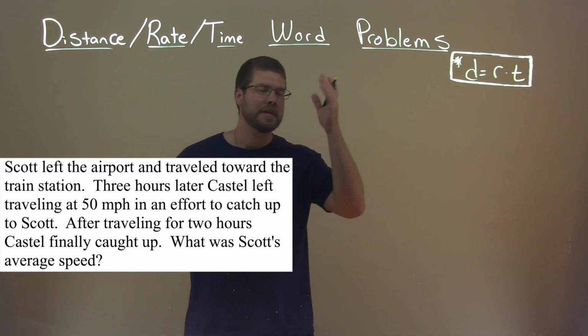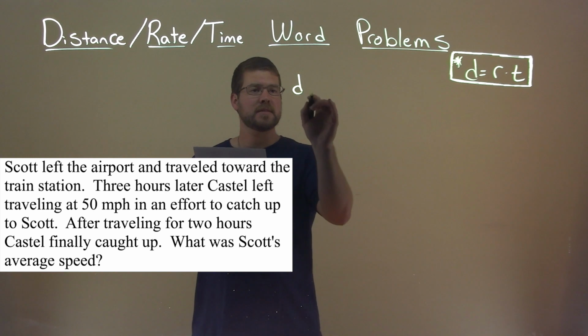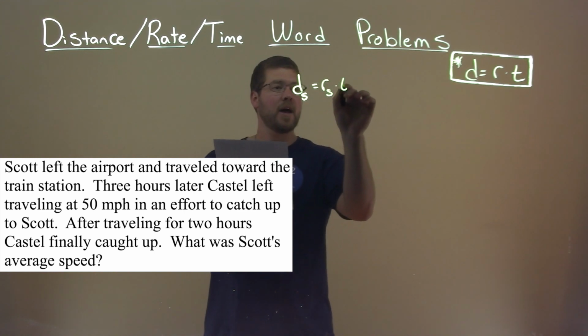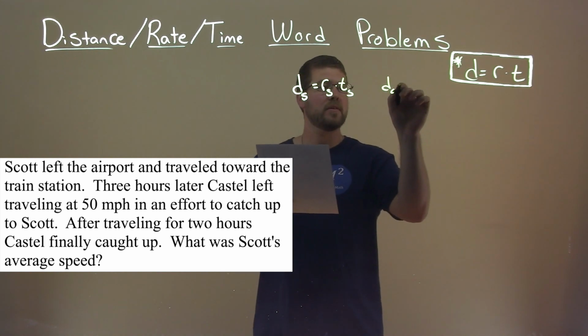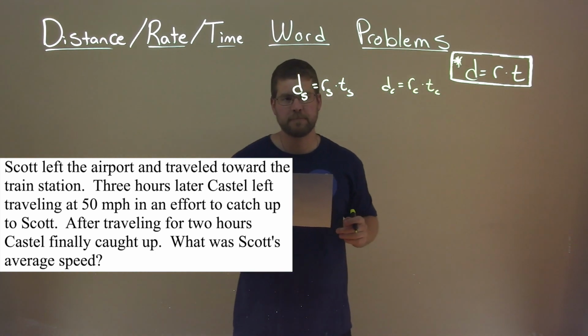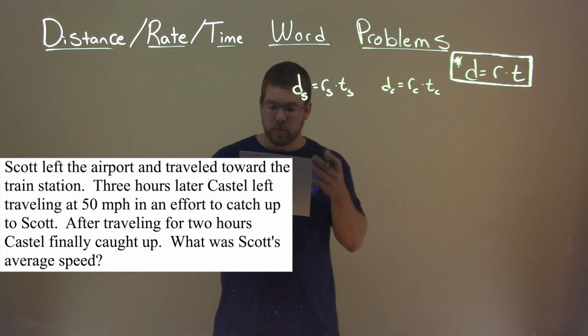Well, we know our formula: distance equals rate times time. So we're going to break it down. Distance of Scott is equal to rate of Scott times time of Scott. And we're going to do the same thing for Castile. Distance of Castile equals the rate of Castile times the time of Castile. Okay, well, what do we know from our problem here?